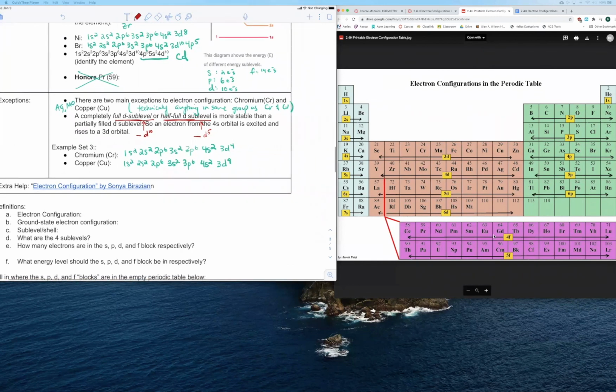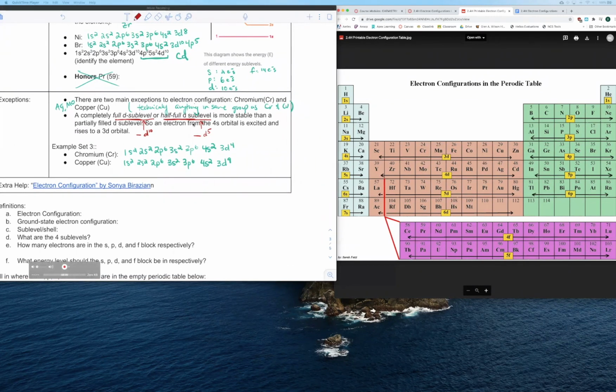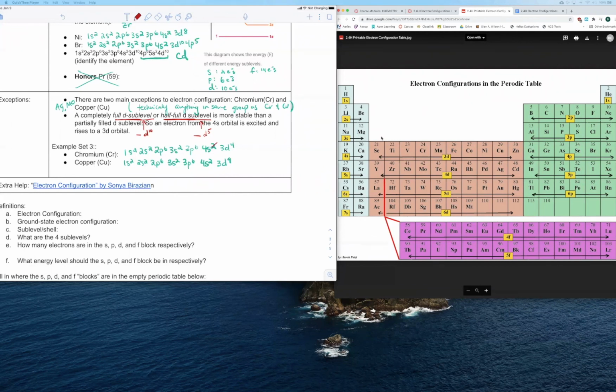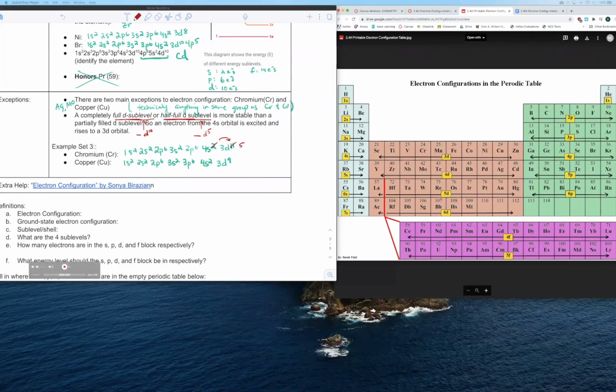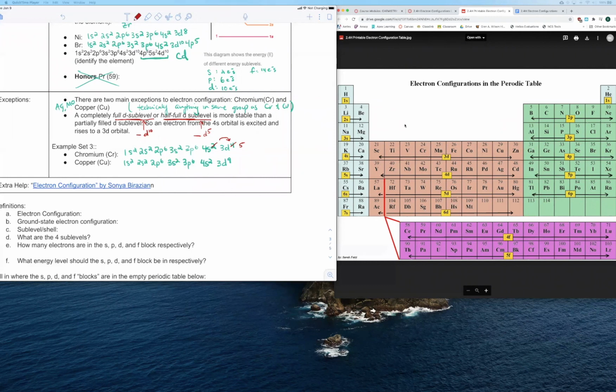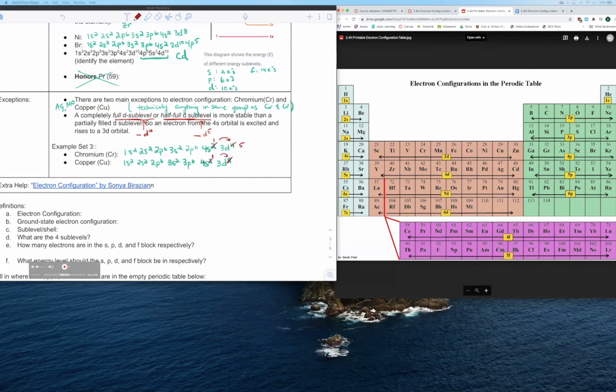So what happens is these elements are so close to being either half filled or completely filled that one of your s electrons is actually going to leave and move over to the d sublevel so that it can become half filled for chromium, because the half filled or completely filled sublevel is more stable. Same thing with copper. One of your s electrons will leave and move over to the d sublevel. So it would go to 4s1 and then 3d10. Okay, so these are your two exceptions.